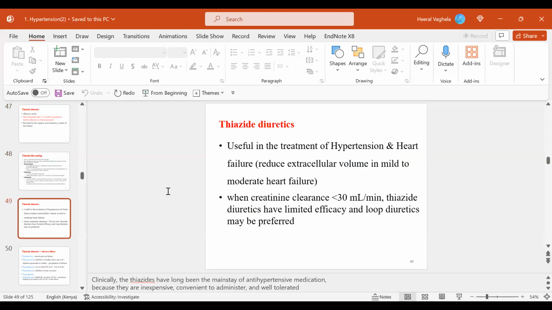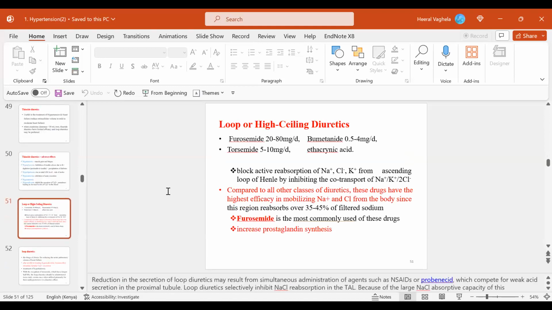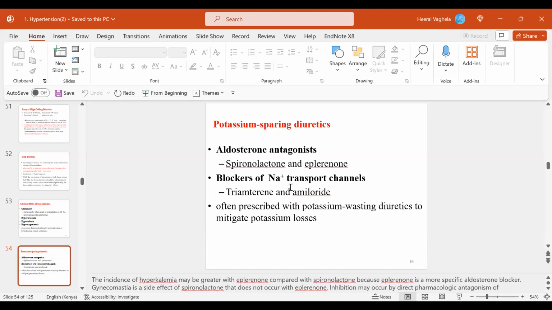Then you have the loop diuretics, and it causes the same adverse effects. A different ADR is that it causes ototoxicity, especially when it's used with aminoglycoside antibiotics. And the thiazides and the loop diuretics both cause hyperuricemia. And of course, all of them cause hypotension.